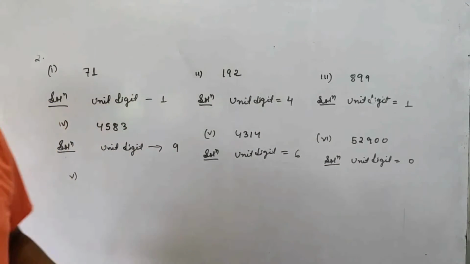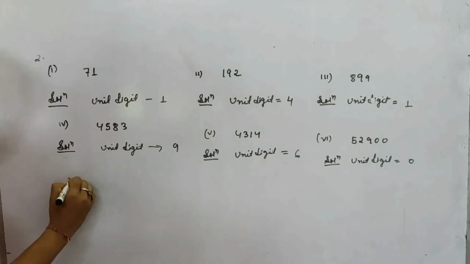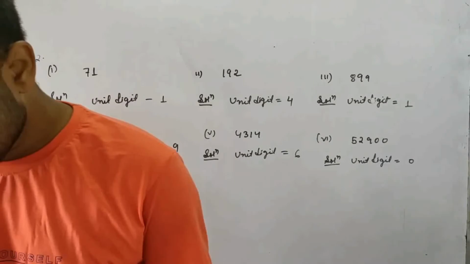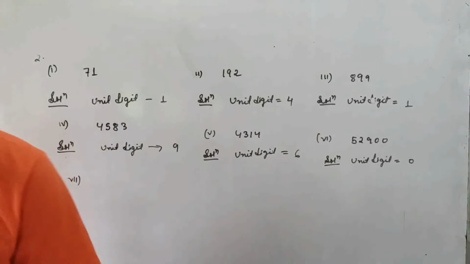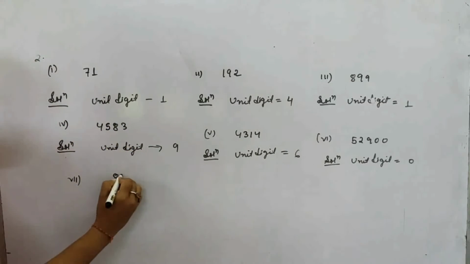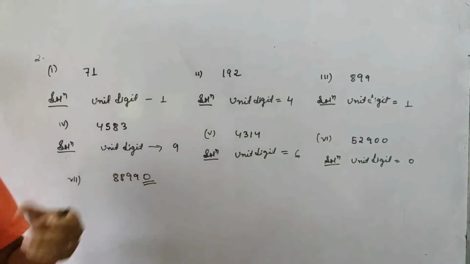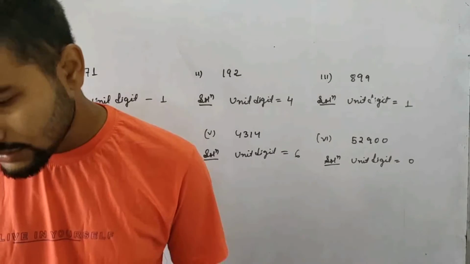Number 7. So 7 you do as homework. 88990. If 0 is there, what will be your answer? 0 only.